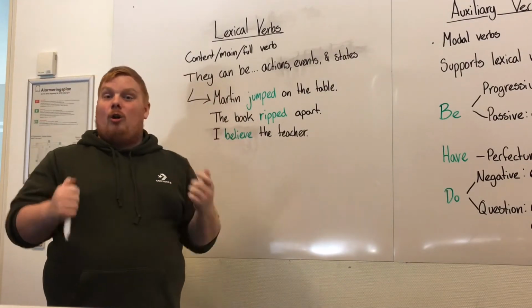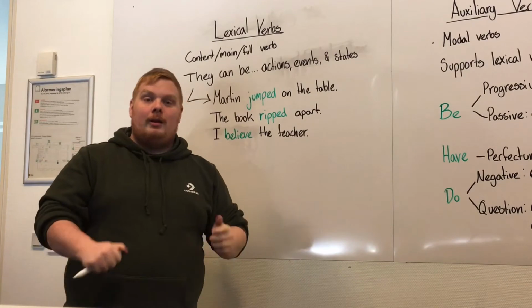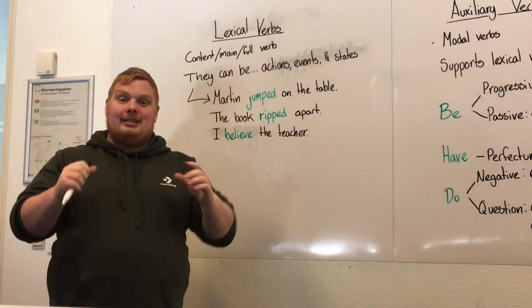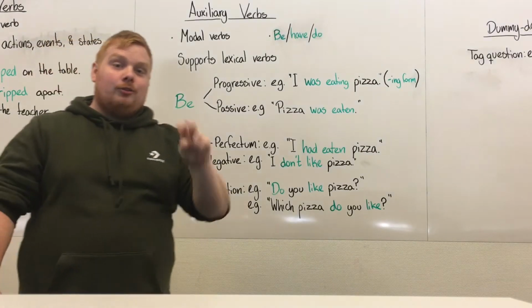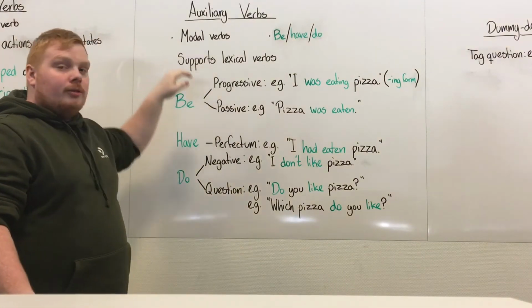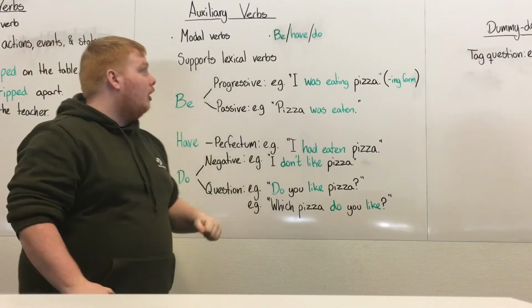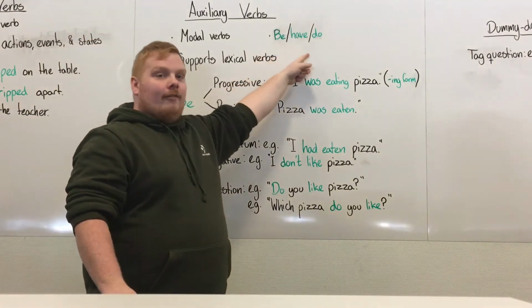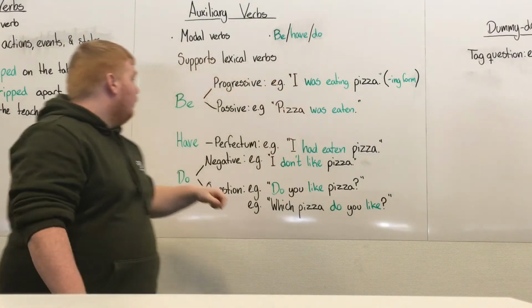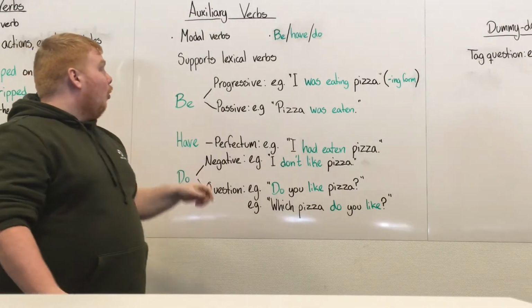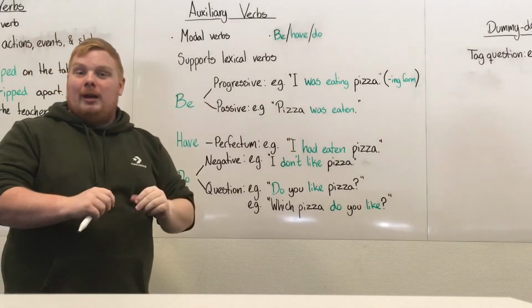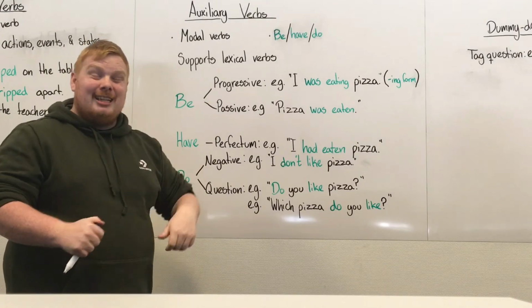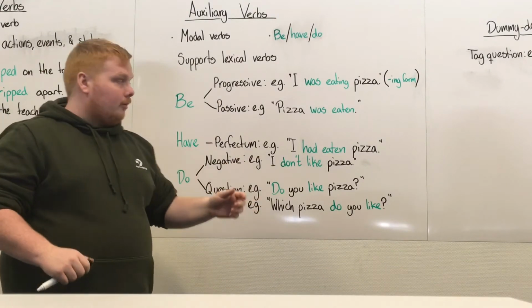Lexical verbs are always the most important verb in a sentence, and it says the main thing about what's happening. So auxiliary verbs can be split into two different things. There are modal verbs, which we won't be talking about in this video, and there's the be, have, and do parts. They always support lexical verbs. So that means an auxiliary verb cannot stand alone in a sentence. It needs a lexical verb.